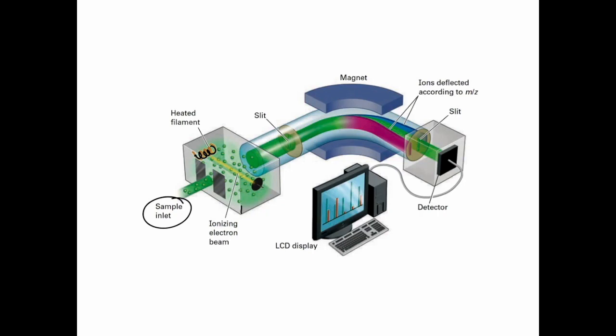The ions leave this ionizing chamber and are accelerated through the instrument using a series of slits. Then they enter a magnetic field, which is produced by the magnet shown here. Based on their mass to charge ratio, they will be deflected to different angles, with lighter masses being deflected to a greater degree than heavier masses. By varying the magnetic field, we can sort these ions and direct one mass to charge ion through this slit into the detector where it's detected.